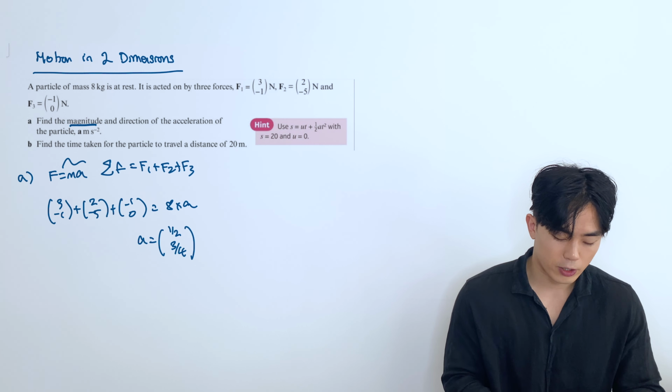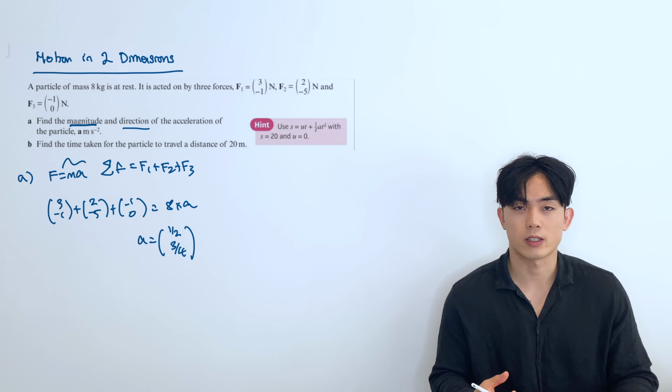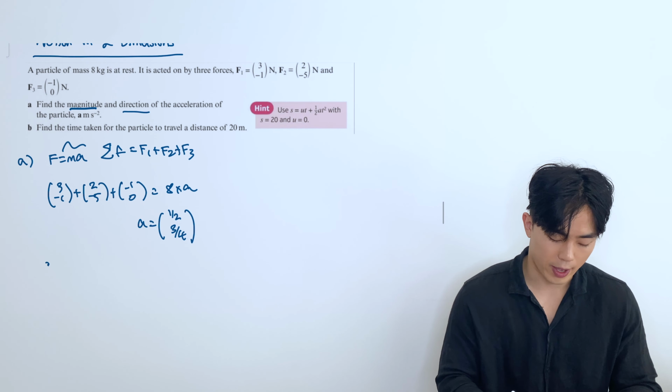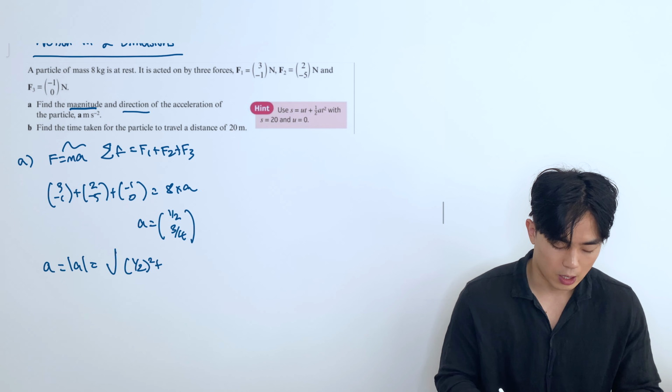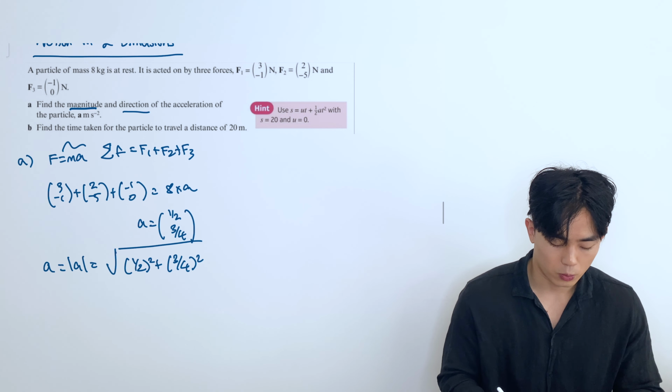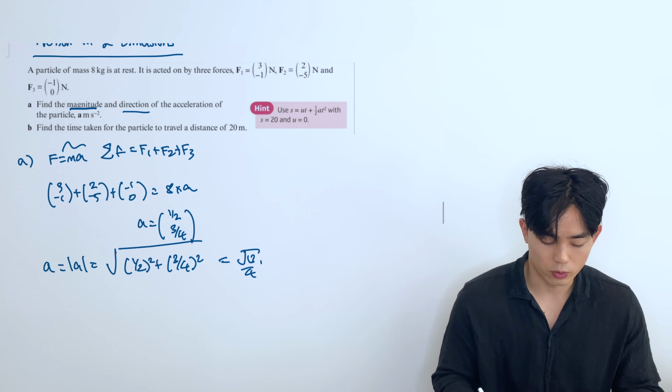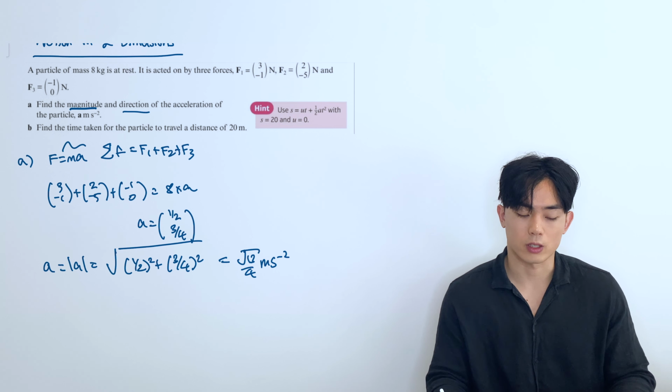It says find the magnitude and direction. So this is technically just acceleration in vector form. The magnitude of a is the square root of (1/2) squared plus (3/4) squared, which gives us root 13 over 4 meters per second squared. That's the magnitude of the acceleration.